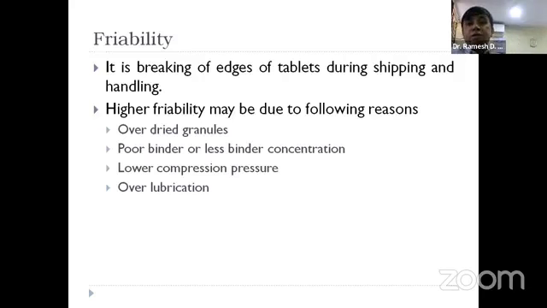And over lubrication. When the granules are over lubricated, then the surface of the granules is coated with the lubricant and not the binder. Over the binder layer, there is a lubricant layer. And when we compress it, two lubricant layers are coming in contact with each other. Now, they are not having the binding properties. Their function is to prevent the binding. And that's why the binding will not be proper, crushing strength will not be proper, and hence the tablets may show higher friability.